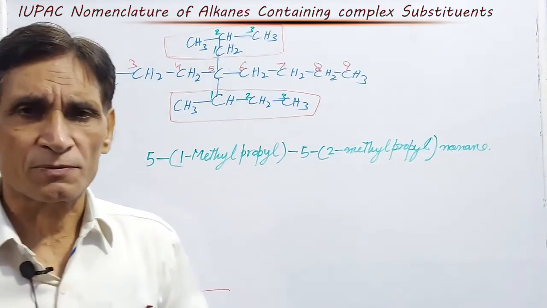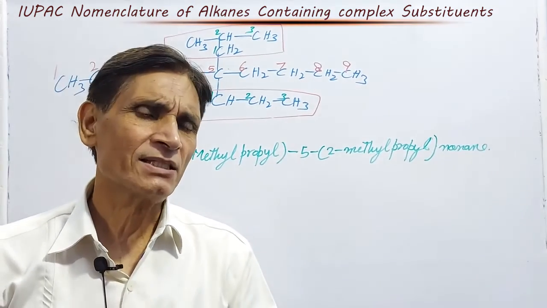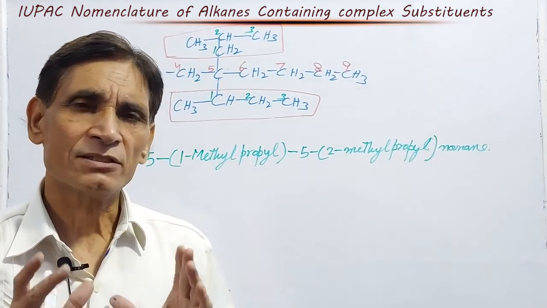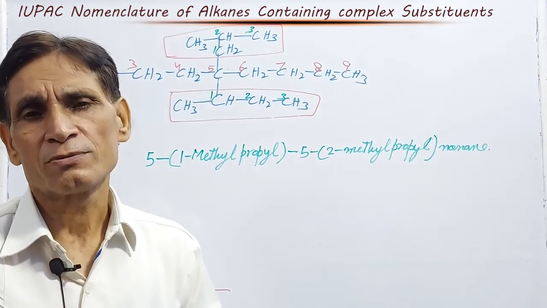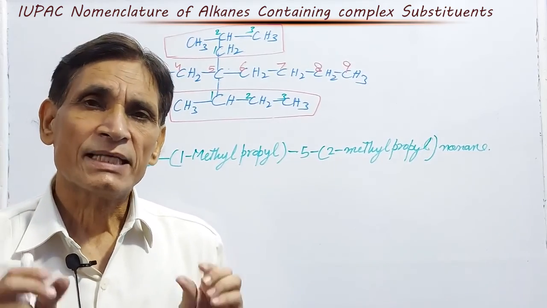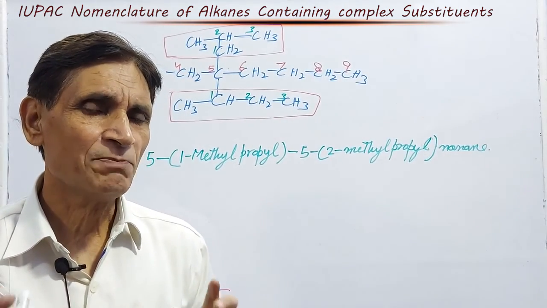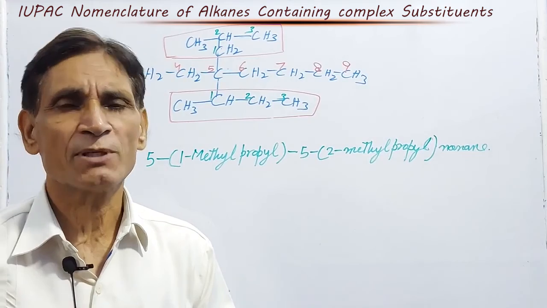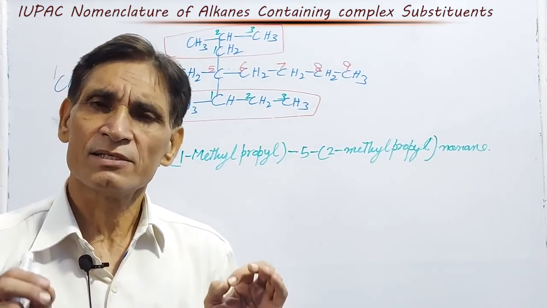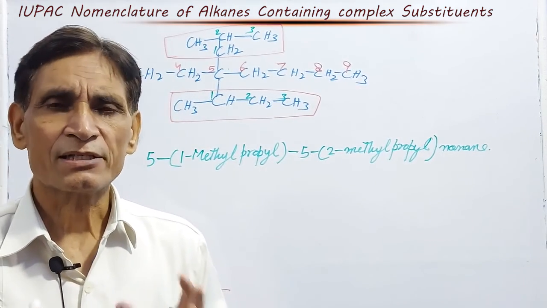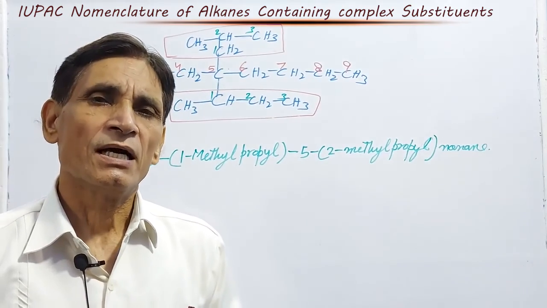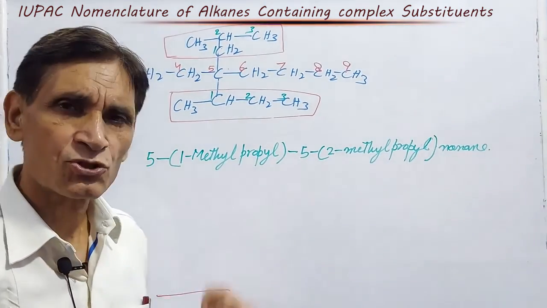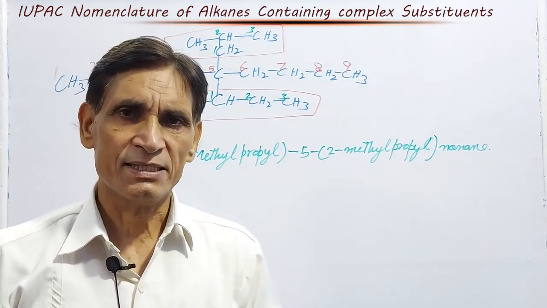If two or more chains of the same length are present in the compound, then the longest chain preferred is the one which has the maximum number of side chains or substituents. That also you will keep in mind, and I hope you have understood and you can write easily. Thank you.